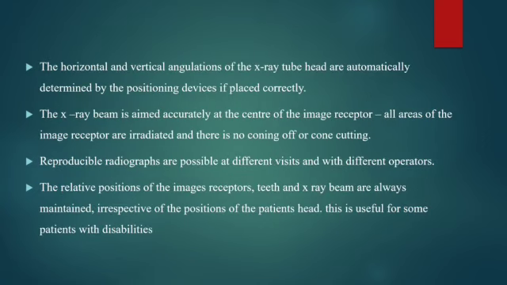Horizontal and vertical angulation of the X-ray tube are automatically determined by the positioning device if placed correctly. The X-ray beam is aimed accurately at the center of the image receptor. All areas of the image receptor are irradiated and there is no coning off or cone cutting. Reproducible radiographs are possible at different visits and with different operators. Relative positions of the image receptor, teeth and X-ray beam are always maintained irrespective of the position of the patient's head. This is useful for some patients with disabilities.